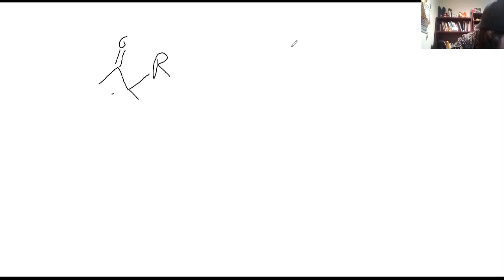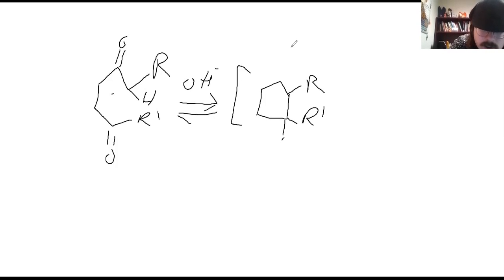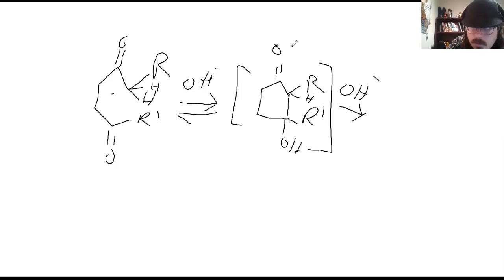R, 2, 1 2 3 4 5. If we make a 5-membered ring, if I react this with OH minus, it undergoes the intermediate where we form the aldol. There, just to distinguish this OH, and then continued with base. Assuming there's 2 hydrogens there, with more base, keep going, form our enone.